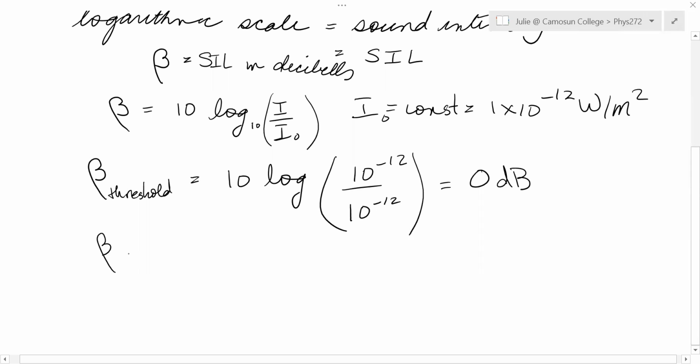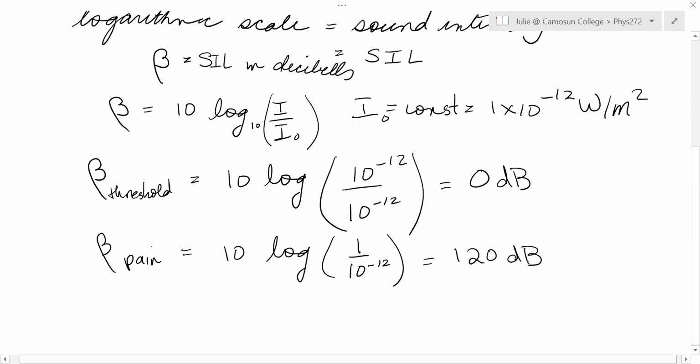The threshold of pain is 10 log 1 over 10 to the minus 12, which is 120 decibels. So that's very painful. Over about 90 decibels, you'd want to wear earplugs. A normal conversation is about 50 to 60 decibels. A jet engine, which would certainly damage our ears if we were standing beside it, is about 150 decibels.